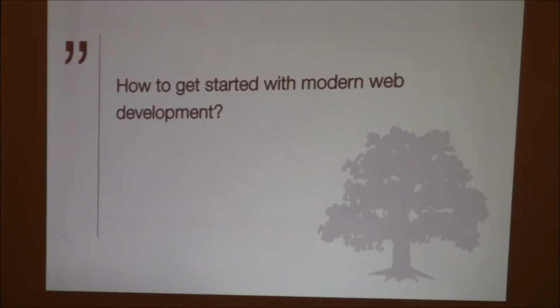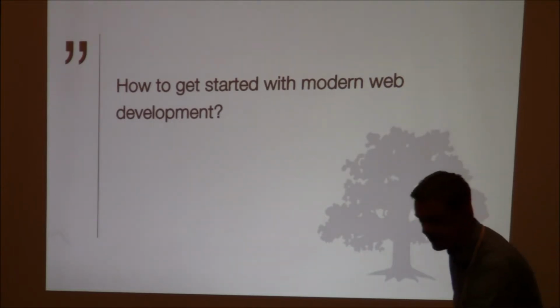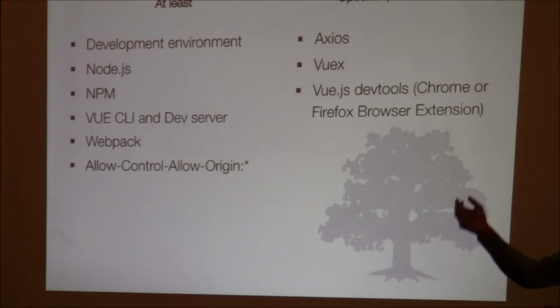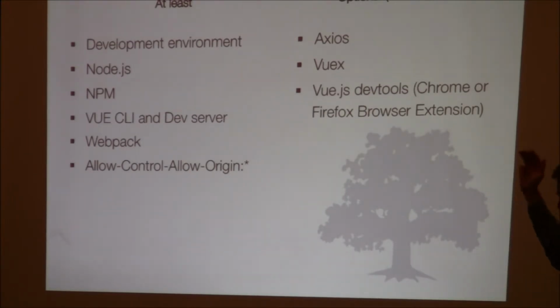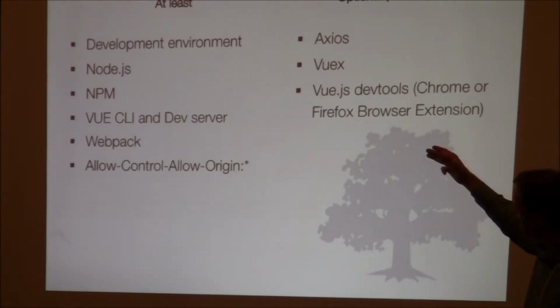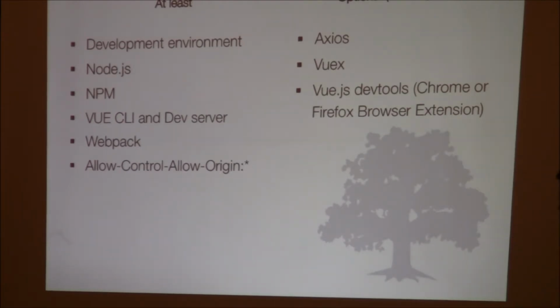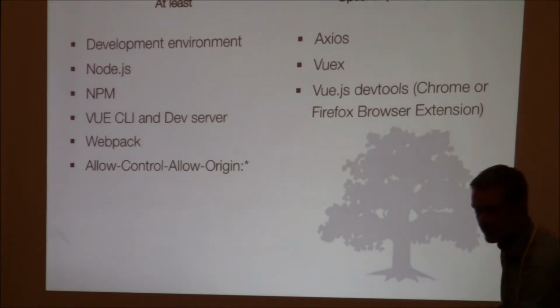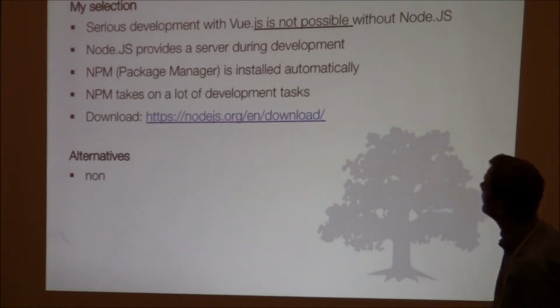And how do we start new modern web development? What do you need? At least you need a development environment, an IDE. You need Node.js, NPM, in my opinion Vue CLI, Webpack, Access-Control-Allow-Origin. I'll say more about that in a second. And you need some optional things like Axios, Vuex, Vuex DevTools, and I go into details now.